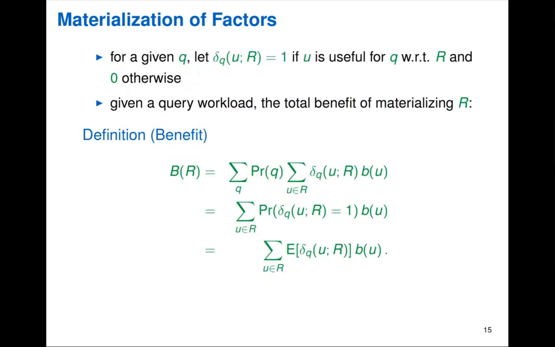In other words, it is the sum of partial costs of the nodes in the subtree of node U. We can now formalize the benefit of materializing a set R of factors associated with the nodes of the elimination tree as the expected savings we obtain by materialization, where the expectation is over the randomness of the query workload.